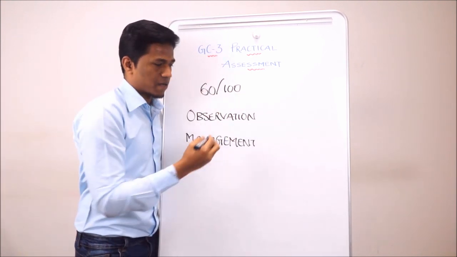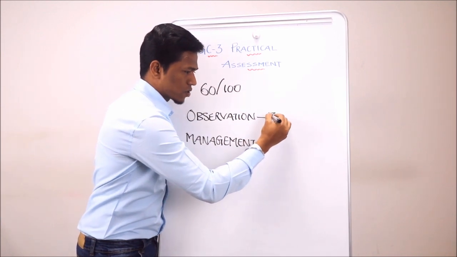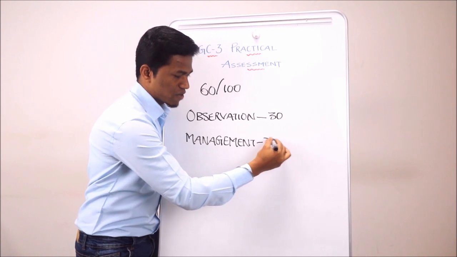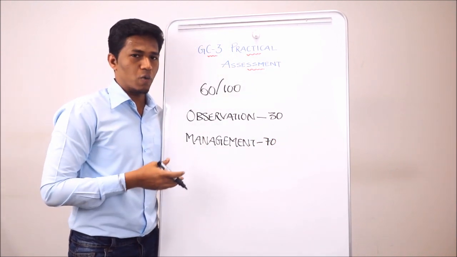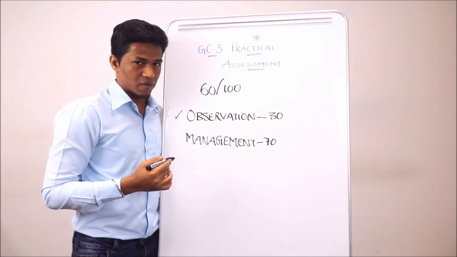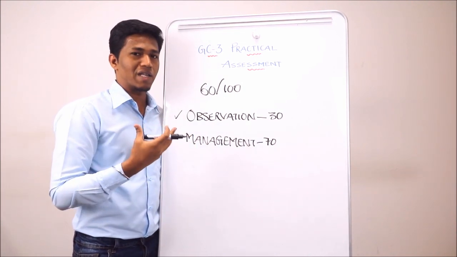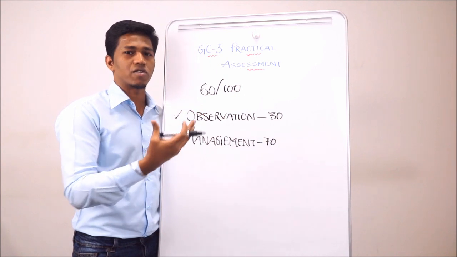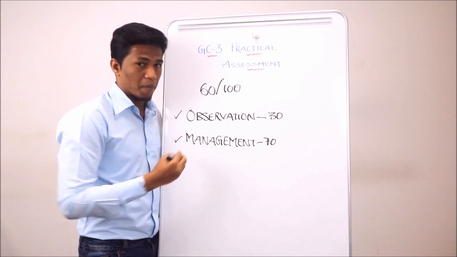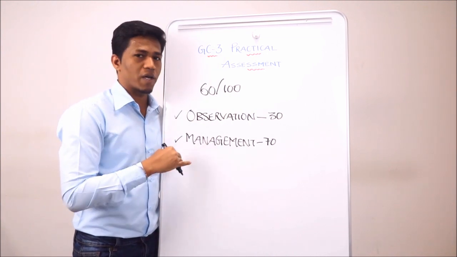Well, I said 60. Now out of this 100, 30 marks are given for your observation, whereas 70 marks are given for your management section. So we know which area we need to focus on. Remember that observation shows how good we are at observing any particular activities or situation. This observation will help you to prepare the management report. We'll start one by one.